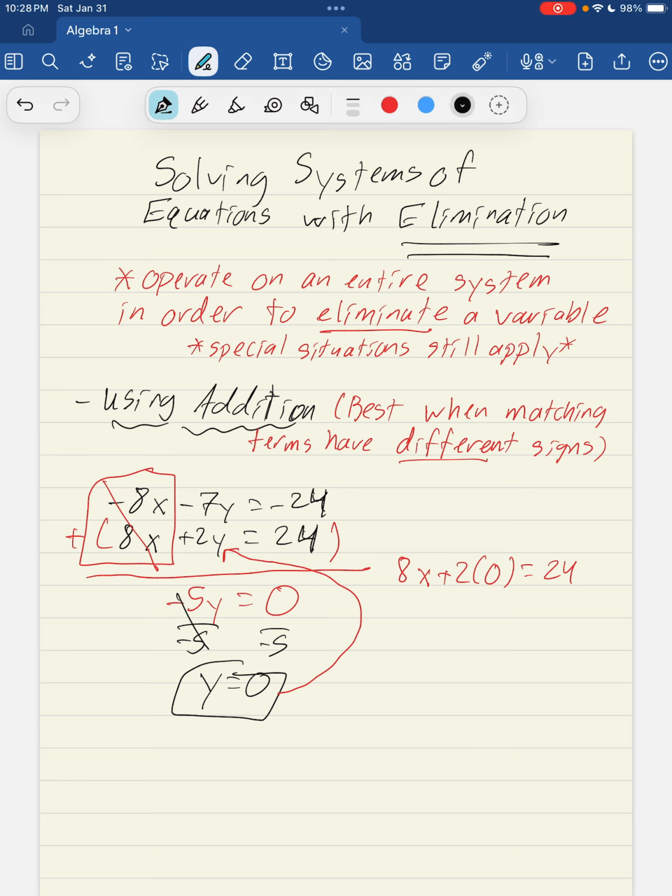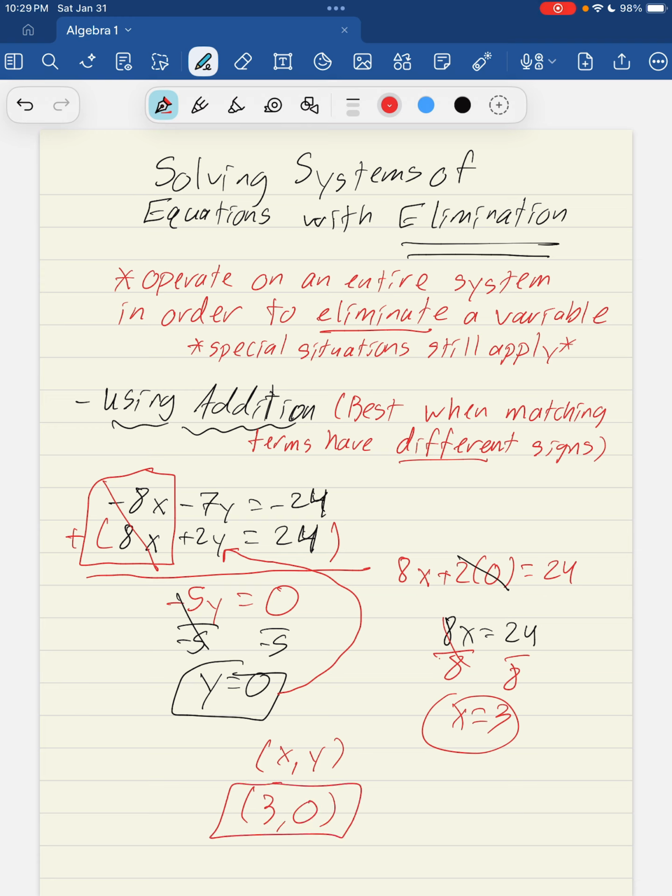So 2 times 0 is just going to go away, and I have 8x equals 24. We can use our algebra skills to divide both sides by 8 and get our x by itself. And we got x equals 3. Boom. Now, remember with systems, we are looking for the answer in terms of an ordered pair, like x comma y. So this answer would be 3 comma 0. What that tells us is if we were to graph these two equations, they would cross at this point.